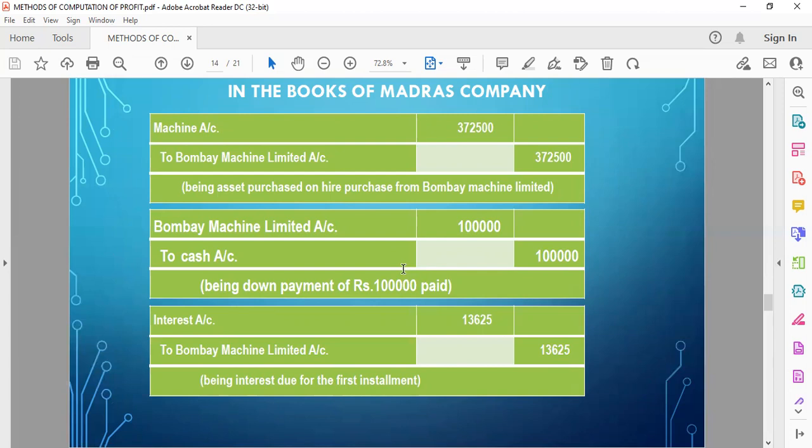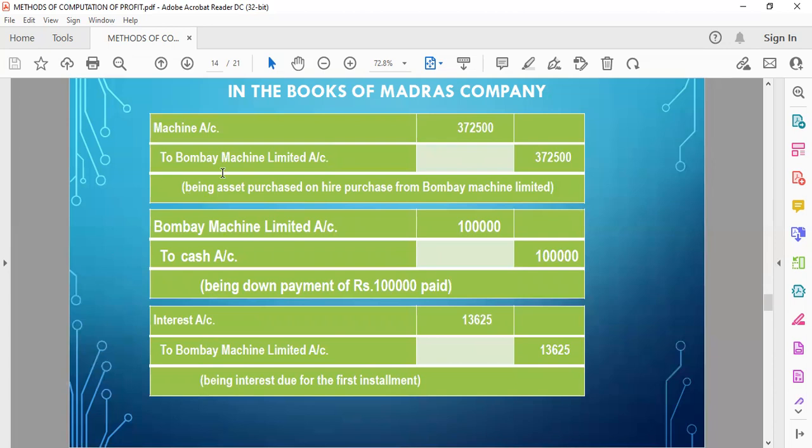In the Madras company's books, how are they writing the journal entry? First, we have to write the journal entry for the purchase of the machine. Machine account debit to Bombay Machine Limited account. How much is the amount? 3,72,500. You can write in the narration: being asset purchased on hire purchase from Bombay Machine Limited.